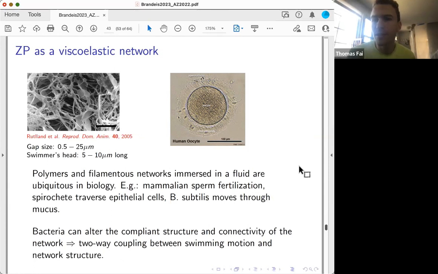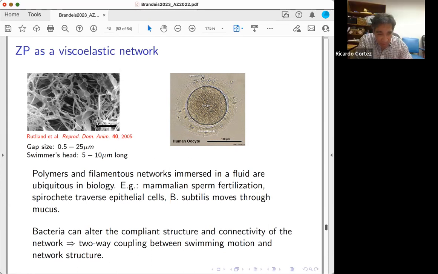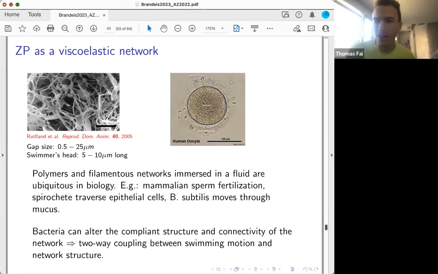Okay, so I think we can just go ahead. Our motivation here is that there are these environments, networks of filaments and polymers, where the gap size in between is more or less on the same order as the... Sorry, Ricardo. So there is a question after all.